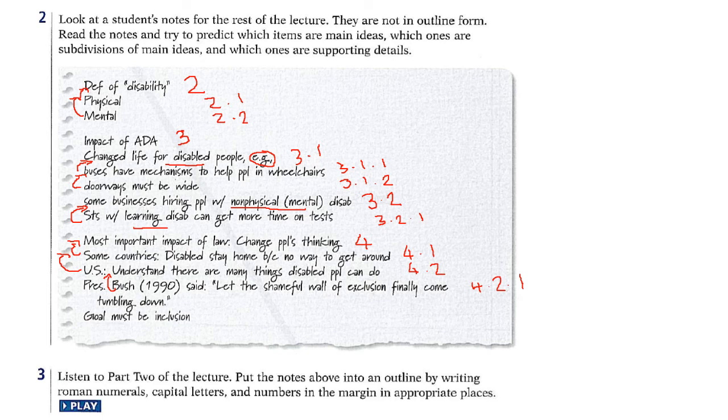The last point he said was that the goal must be inclusion. So you might have said this is number 5, or you might have said this is 4.3. There are many different ideas. And the important thing when you're writing notes is there is no right answer and there is no wrong answer. You just need to be able to write your notes in a way that will help you to remember what was said in the class.